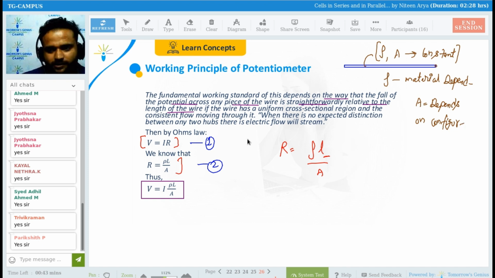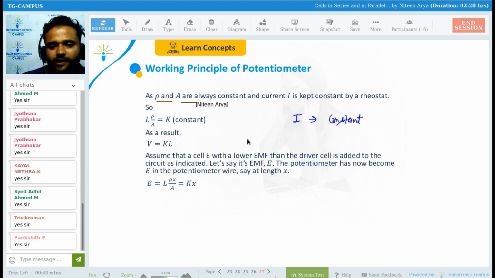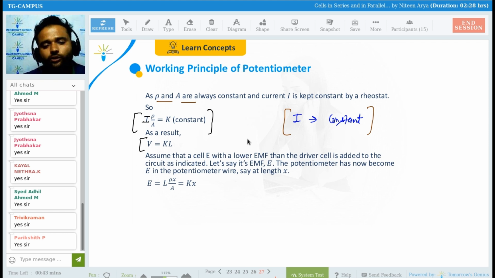So that is how rho and A are always constant and current I is kept constant by this rheostat. So I rho by A is constant, which is known as your potentiometer constant, K. With the help of this, we can see that this potential difference is directly proportional to L. Rho is your resistivity, I is current, A is area. And with the help of this, the potential difference of this particular potentiometer wire is directly proportional to L, which is V equals K L.